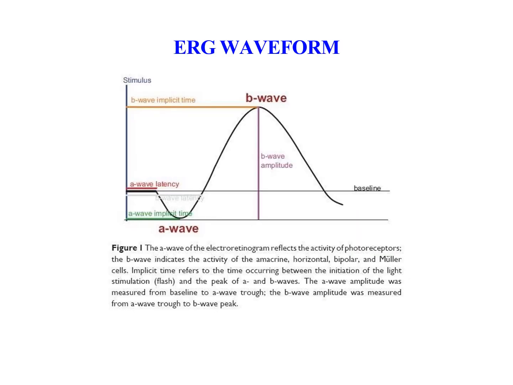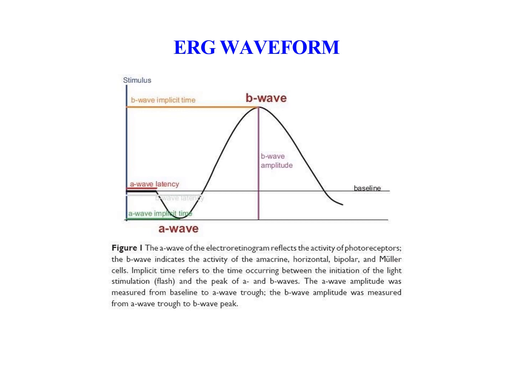Electroretinography waveform is shown in the figure. First one is the ERG, electroretinogram waveform. A wave and B wave and baseline are used in the ERG waveform. The baseline is the A wave latency. It is the A wave implicit time.